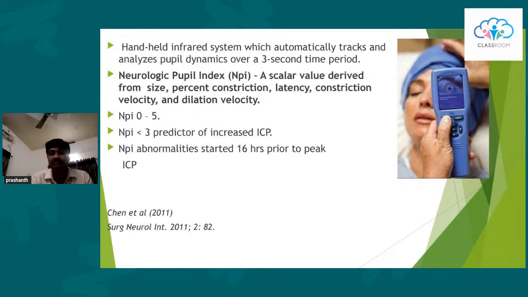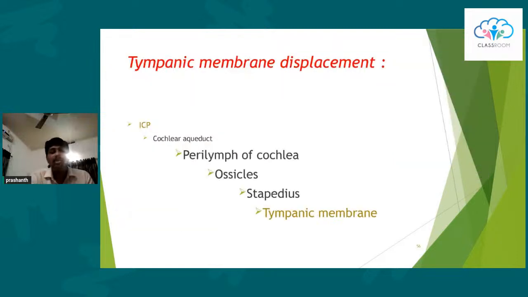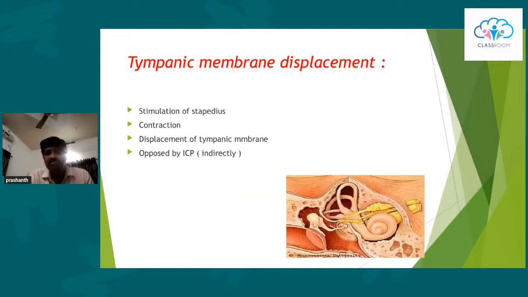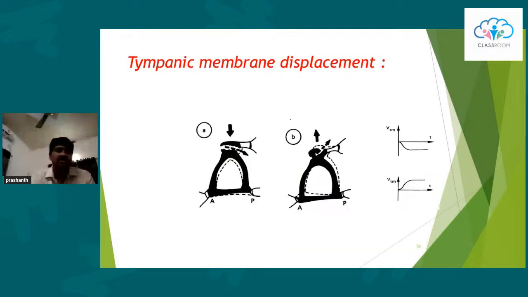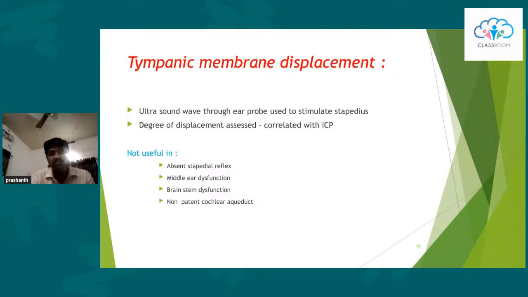The other technique that is used is tympanic membrane displacement. So this is based on the premise that in the cochlear aqueduct, there's perilymph, and whenever there's raised ICP, there's an inward movement of the tympanic membrane, and this volume displacement correlates well with the ICP. This has been used in some centers, but again, there are some limitations. That is because you have to place the probe within the external auditory canal, which is not very comfortable, and the absolute value that is derived also does not correlate well with the actual ICP. So it is not useful when there is an absent stapedial reflex, or when there is a middle ear dysfunction, brainstem dysfunction, or when there is inner ear dysfunction such as cochlear damage.